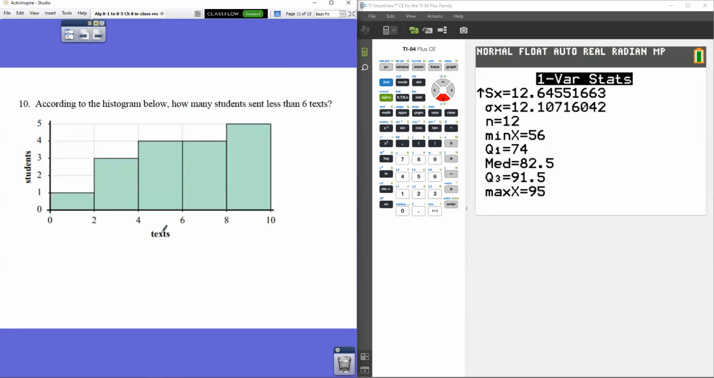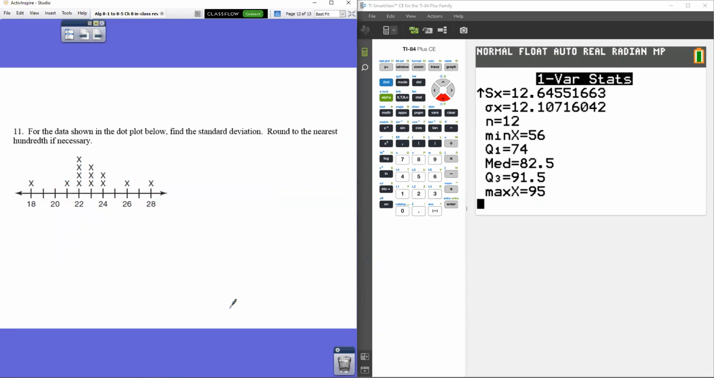Take a look at number 10. According to the histogram below, how many students sent less than 6 texts? Less than 6 would be represented by all 3 of these bars. You have 1 person here, you have 3 people here, and you have 4 people here. 1 + 3 + 4 is 8 people total.